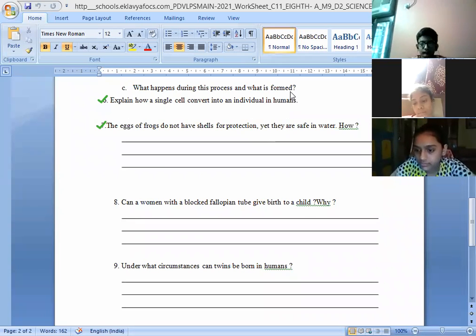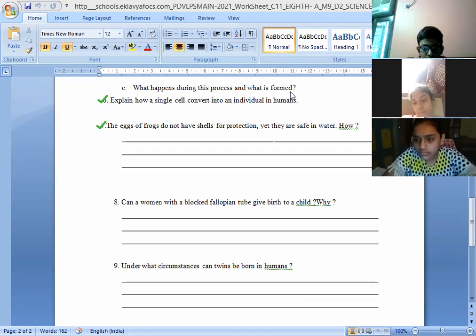But in it, fertilization takes place outside the body, because the fallopian tubes are blocked, and you know when the fallopian tubes are blocked, then what happens? The sperms do not reach the ovum, fertilization does not happen. That's why fertilization is done outside the body. I hope it is clear to you.